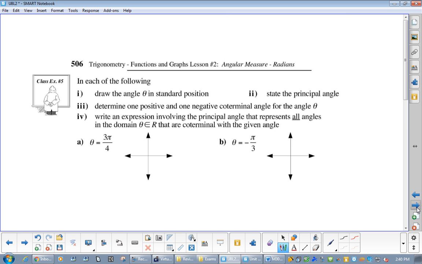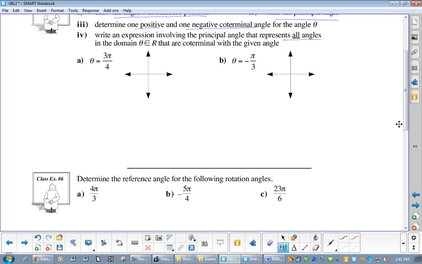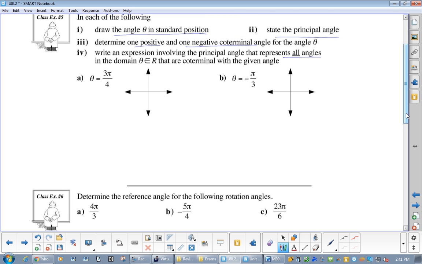Now, it says in each of these, draw the angle in standard position, state the principal angle, and determine one positive and one negative coterminal angle, and then write an expression to represent all the angles. Okay, so we're into dealing with radian measurements.